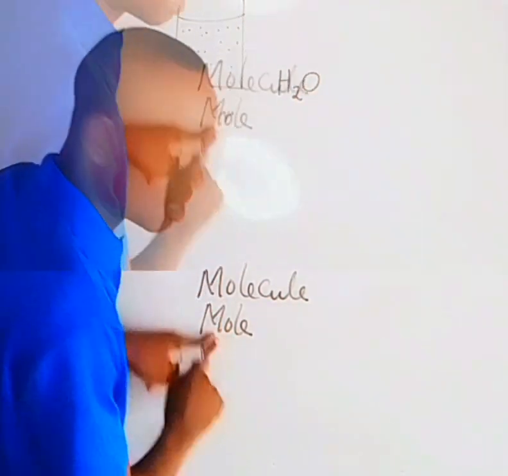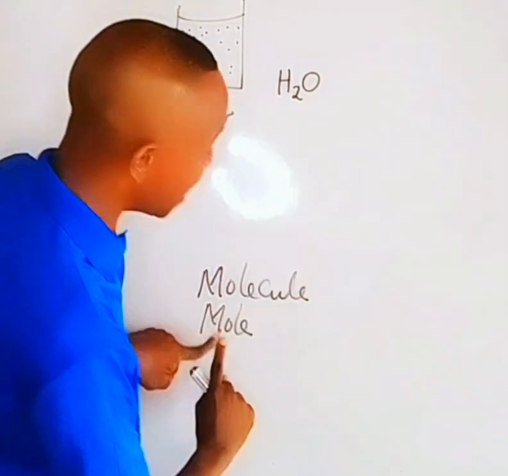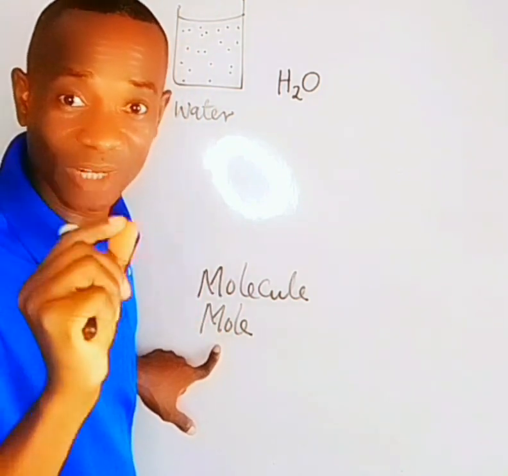What a mole is to a molecule is what a crate of eggs is to an egg. A mole is a unit of measurement. Are you among the students that confuse molecules with moles? If you are, watch this video till the end. I am going to explain the difference between a molecule and a mole.